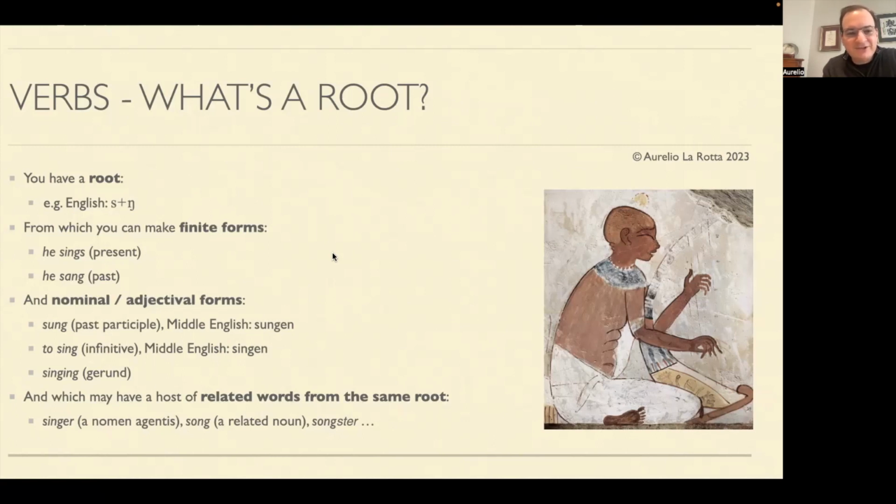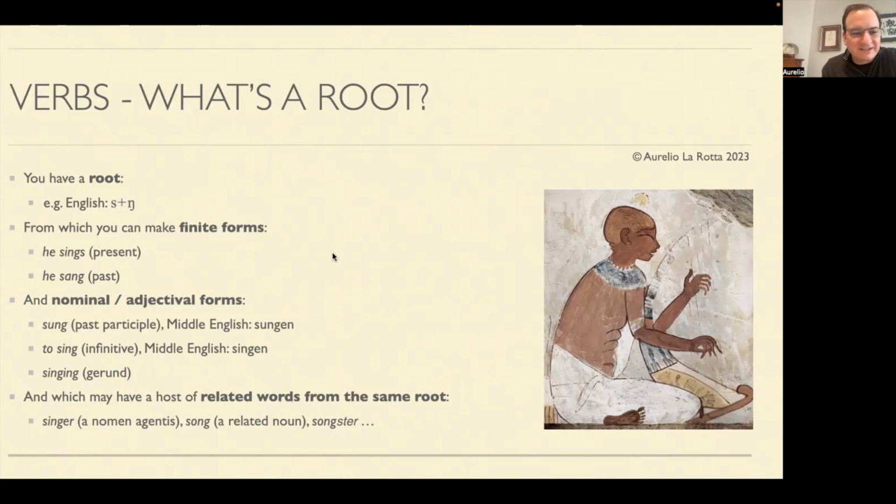And then you can also make all sorts of nominal or adjectival forms, like, for example, sung, the past participle. It was a bit more complex in Middle English, something like sungen. So you can see you can form these things by just changing the vowel. You can form them by adding extra elements, like in Middle English, the participle n at the end, which has by now dropped off. And you'll see something very similar for Egyptian in a moment. That's why I have it here.